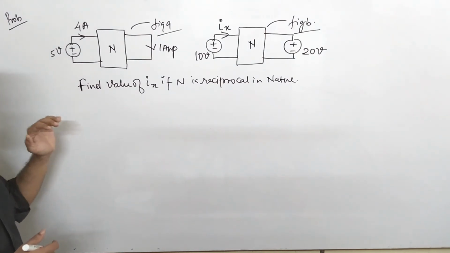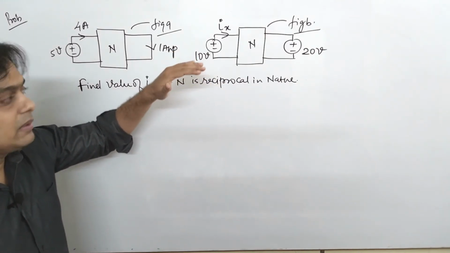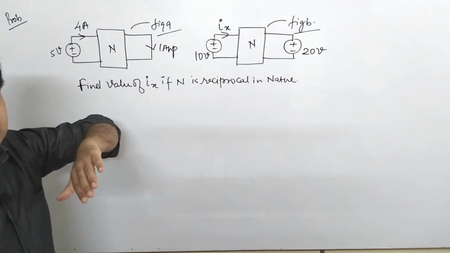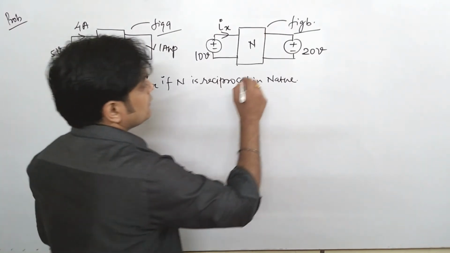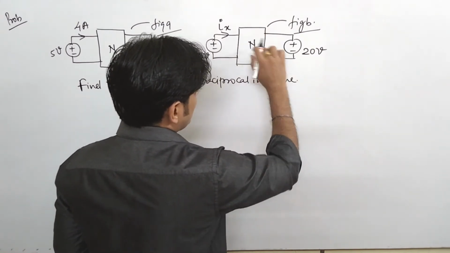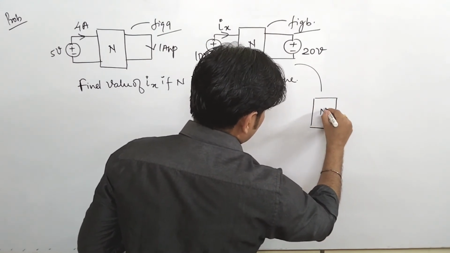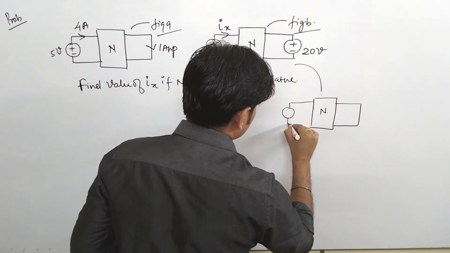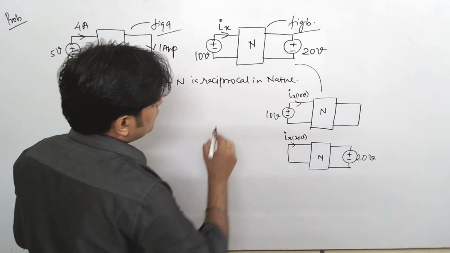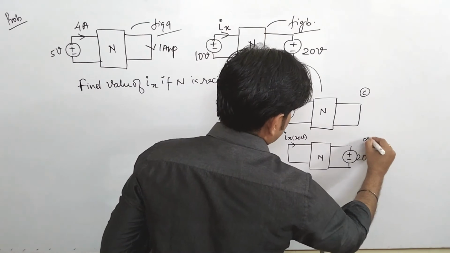As I said earlier, reciprocity is only applicable for a single type of source, but when multiple sources are there, we will simply apply the concept of superposition to find out the value of Ix, or the value of Vx, whatever we have to find. So from figure B, just try to understand. I can convert this network into two parts. This is N. So friends, I will divide these two networks into two parts. Say this is C and this is D.